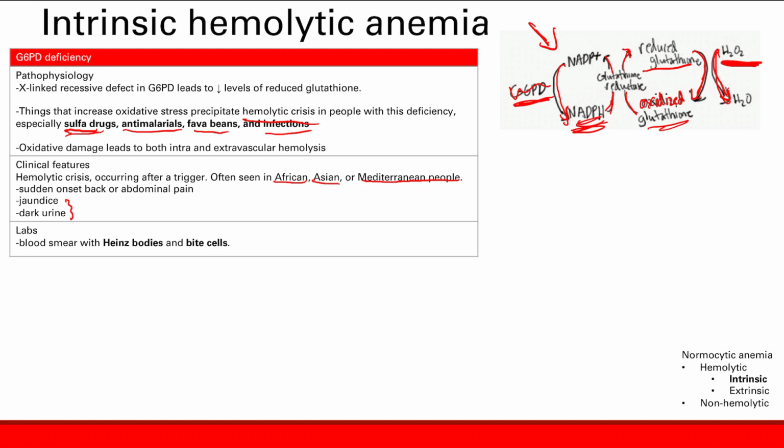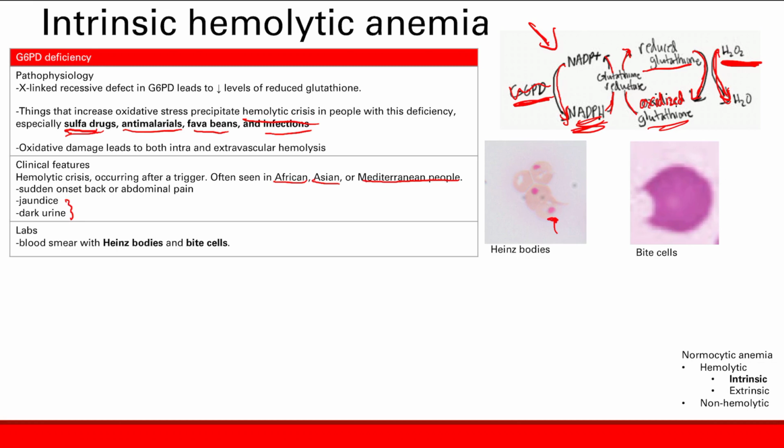And for labs, what you're going to see is Heinz bodies and bite cells, and this is very characteristic. A Heinz body is precipitated hemoglobin. It's due to oxidative stress. You get precipitation. What's going to happen is your macrophages in the liver are going to see these Heinz bodies. They're going to say, that's abnormal, that's not right. And they're going to take a nice fat bite out of it. You're going to be left with bite cells. So that's why you have Heinz bodies and bite cells in G6PD deficiency.